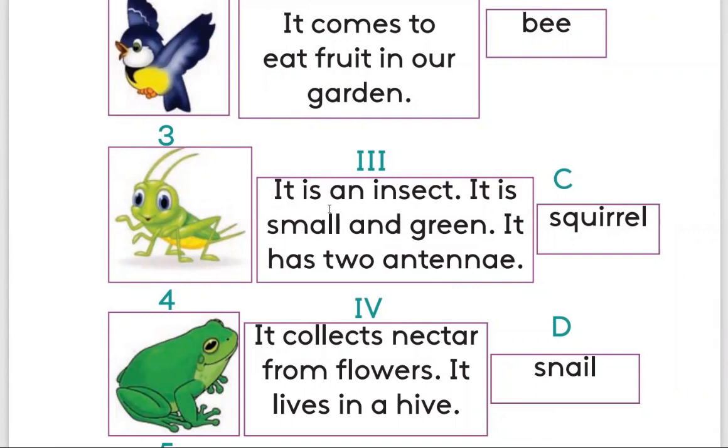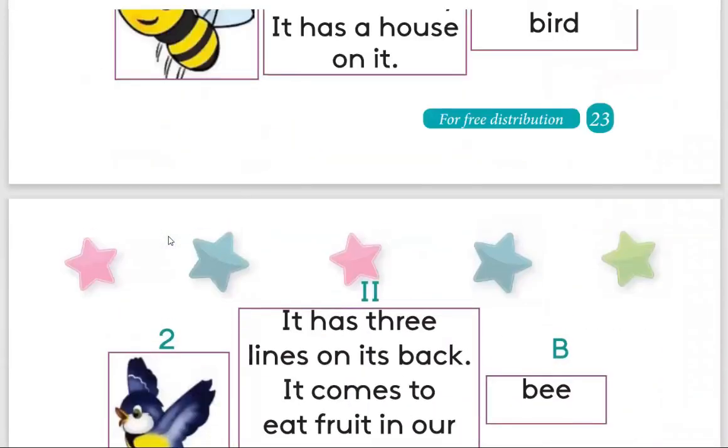It is an insect. It is small and green. It has two antennae. Here also you can see two antennae. These are feelers, antennae. It is an insect. It is small and green. Yes, maybe this one, insect one. It has two antennae. Here you can see two antennae. Who is this? This is a grasshopper. That's right, a grasshopper.